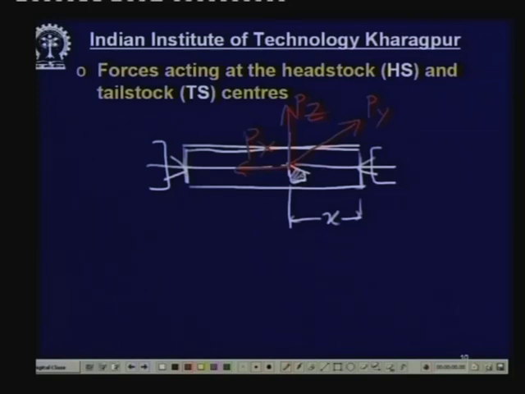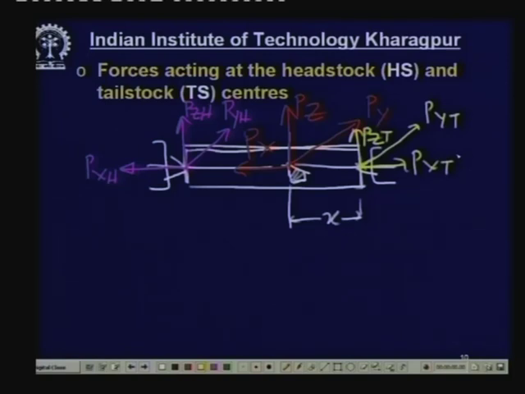Now, due to these forces developed on the job, they will be transmitted to the headstock center and tailstock center. What will happen at the headstock center? Forces will be created here, acting in these directions. Suppose these are called PZH, for headstock, PYH, and PXH. Similarly, at the tailstock center, forces will be developed, that is PZT, T for tailstock, PYT, and PXT. Now, how much will be the force? How shall we design? Suppose the length of the job is LW.